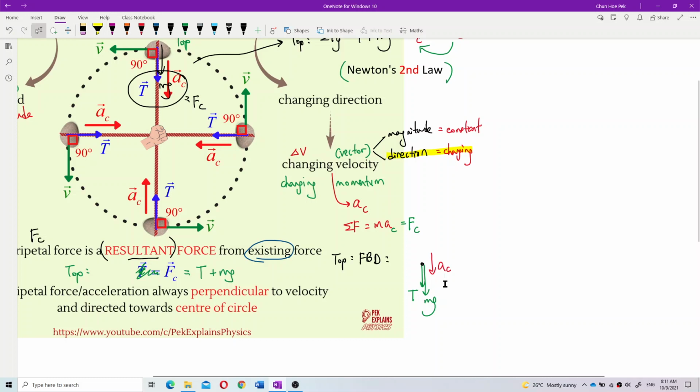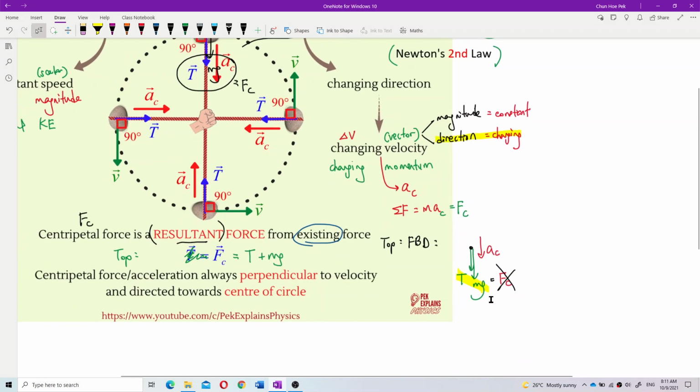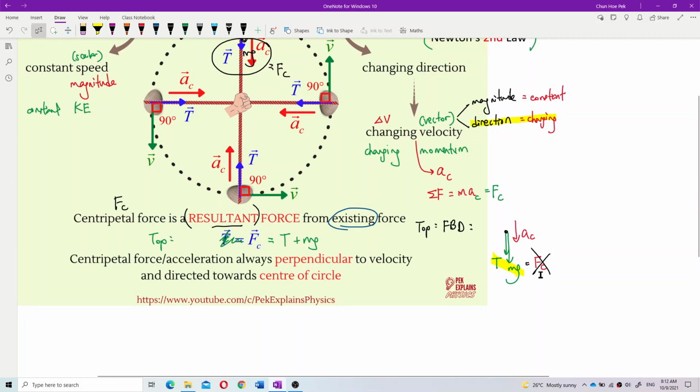Don't draw the centripetal force, because it is not a separate force from the tension and the mg. The tension and the mg combined are the centripetal force. So just draw the tension and the weight on the point. I will explain more in the problem videos.